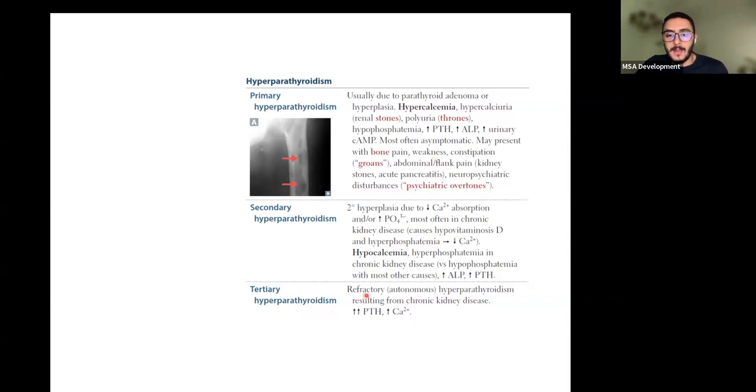Tertiary hyperparathyroidism is not that common. It's refractory hyperparathyroidism resulting from chronic kidney disease as well. Very high PTH and very high calcium because of the very high PTH. So it started with low calcium because of the chronic kidney disease, and then PTH is being secreted in very high quantities just to overcome this calcium loss. This will be effective for some time, and calcium will increase a bit, and this is tertiary hyperparathyroidism.